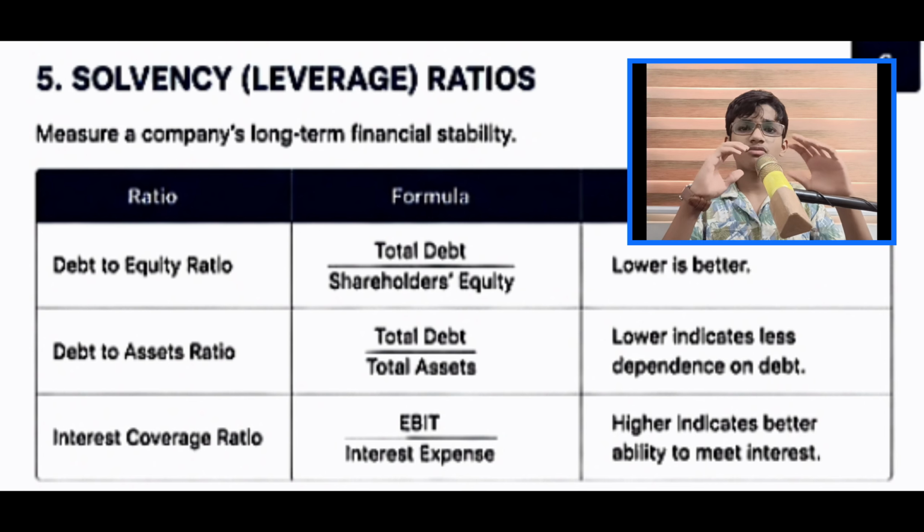Third is the interest coverage ratio. This is a critical safety margin metric. It measures how many times over a company can pay its annual interest obligation using its earnings before interest and taxes. A higher multiple indicates a much better operational ability to sustain its debt obligations.